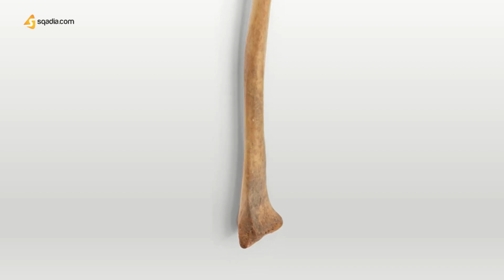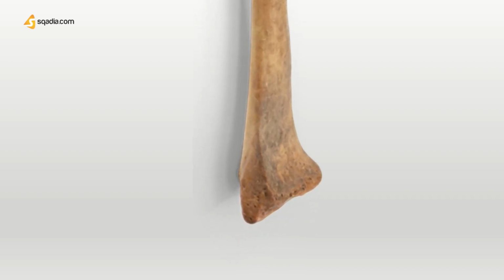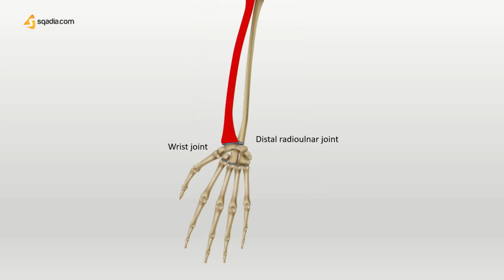In the distal region, the radial shaft expands to form a rectangular end. The lateral side projects distally as the styloid process, and in the medial surface there is a concavity called the ulnar notch, which articulates with the head of ulna, forming the distal radio-ulnar joint. The radius articulates with the scaphoid and the lunate carpal bones to form part of the wrist.